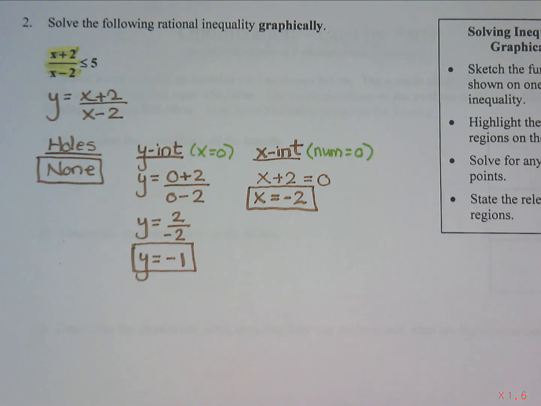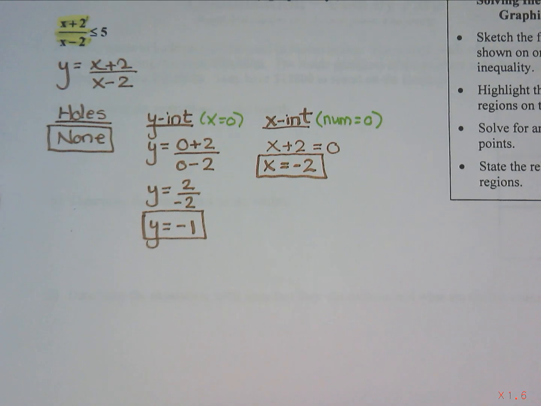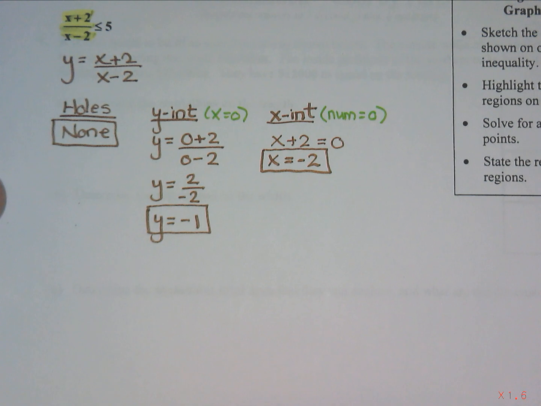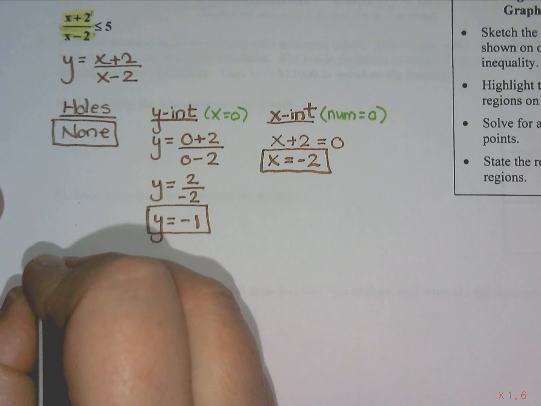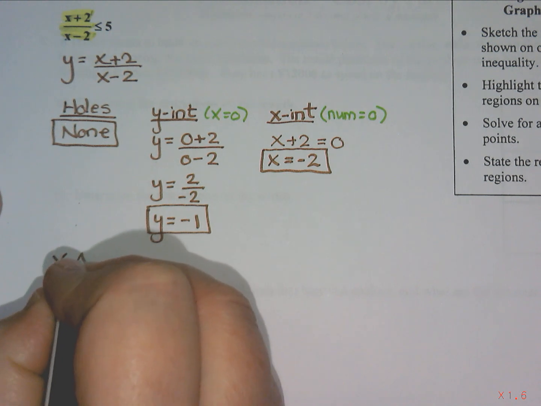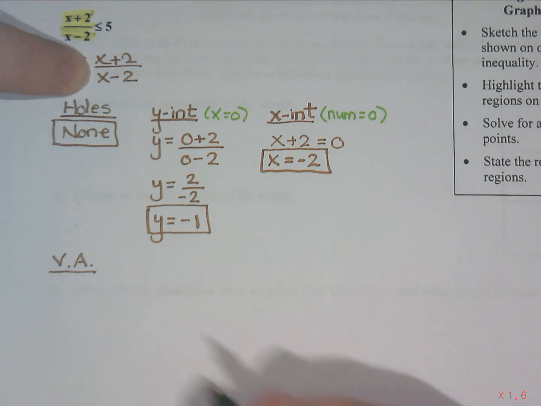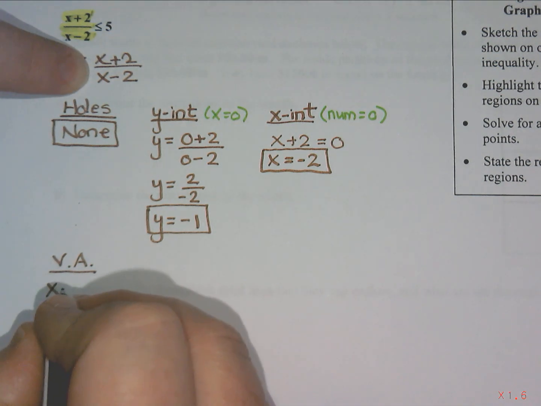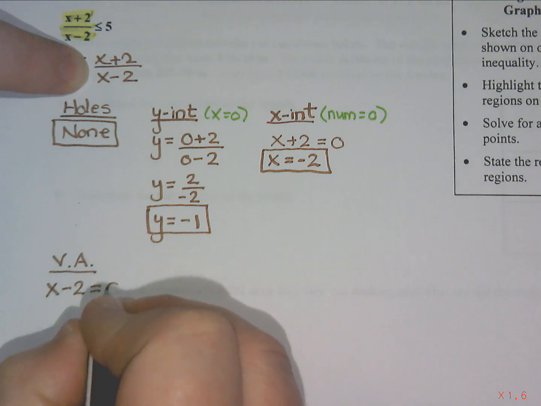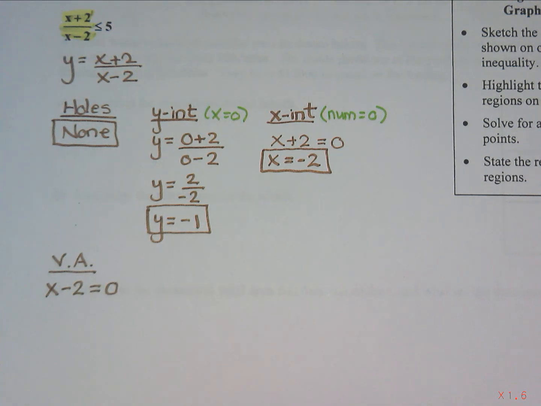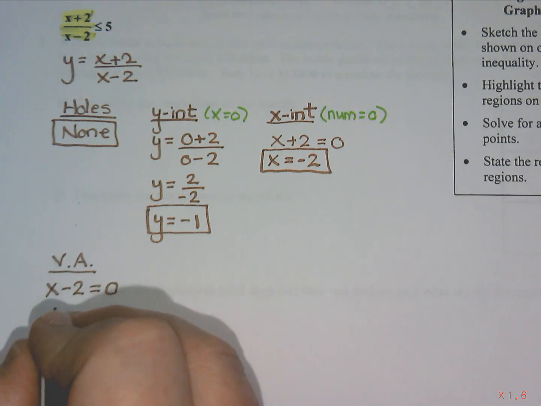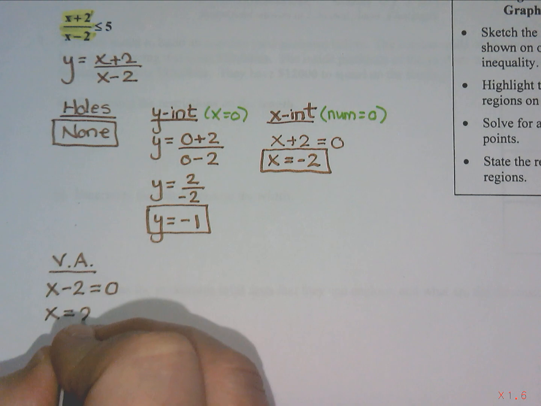Now we need to do our asymptotes because this is a rational function. So it has a denominator, so it should have asymptotes. For the vertical asymptotes, we look at what makes the function undefined. So what makes the denominator 0, since dividing by 0 would make it undefined. So I'm going to set x minus 2 equal to 0, and then rearrange to get that x equals 2.